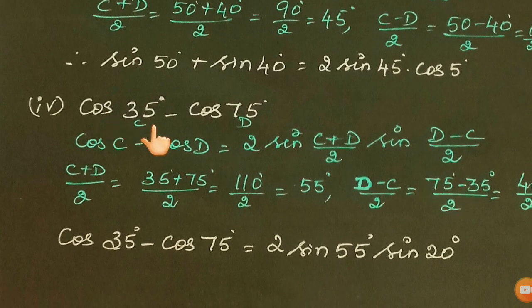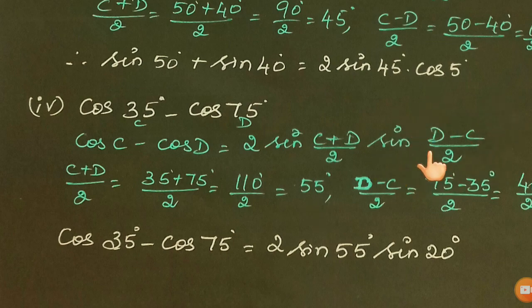Next, fourth subdivision: cos 35 degree minus cos 75 degree, and this is in the form of cos c minus cos d. What should we do? This is in difference form. We have to express this as a product. So what is the matching formula or identity? Cos c minus cos d is 2 sin c plus d by 2 sin d minus c by 2. So let us add. What is c plus d by 2? C is 35 and D is 75 divided by 2, that is 110 divided by 2. If you cancel, you will get 55 degree.